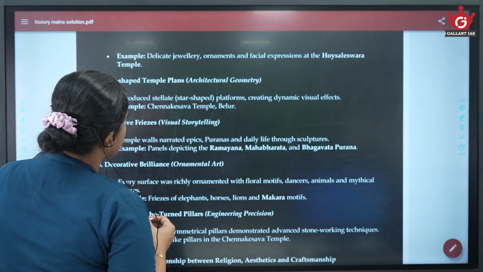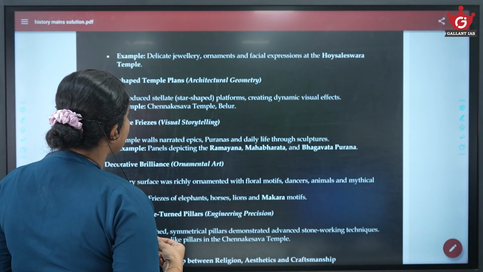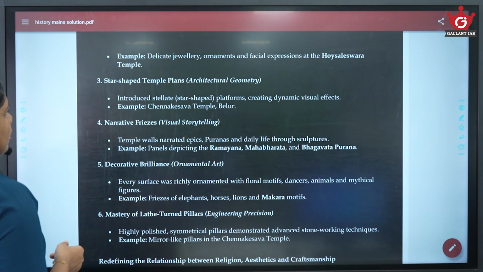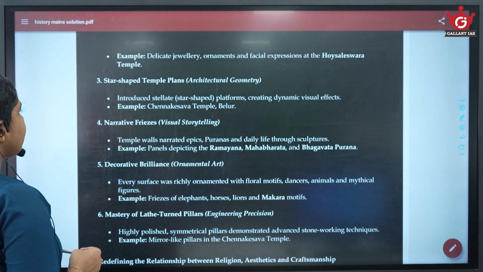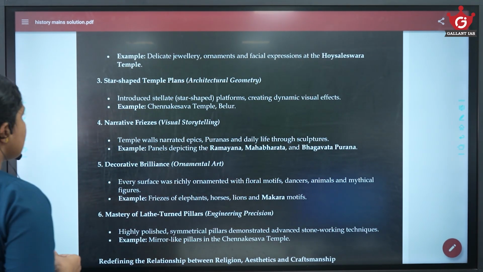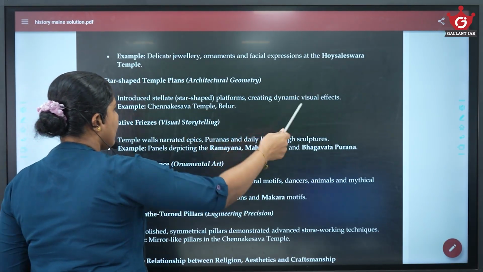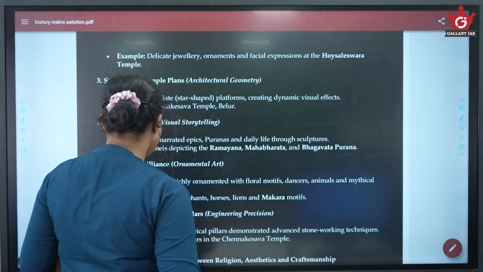Next is the star shape, that is a stellar pattern temple. It's very important. That is something which is unique to Hoysala. So you can mention about the Chennakeshwar temple of Belur. Next is narrative friezes. Okay, that is visual storytelling. There were panels narrating epics, Ramayana, Bhagavad Purana, etc.